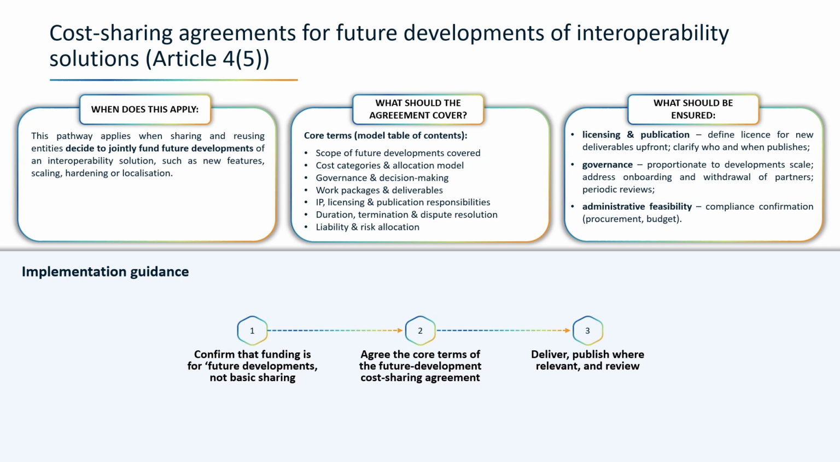Cost sharing agreements can look in different ways. For example, agreements could cover scope of developments, cost categories, governance, licensing, duration and exit strategies, or liability. It is important for this pathway to lock in the licensing approach for new deliverables upfront. There are three main steps here. So starting with confirming the funding is for future development and not basic sharing. Then agree on the core terms of the agreement. And lastly, deliver, publish where relevant, and review, keep the agreement up to date.